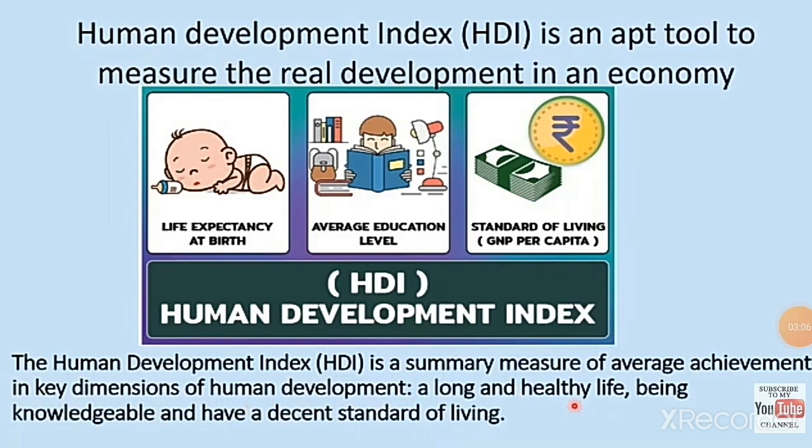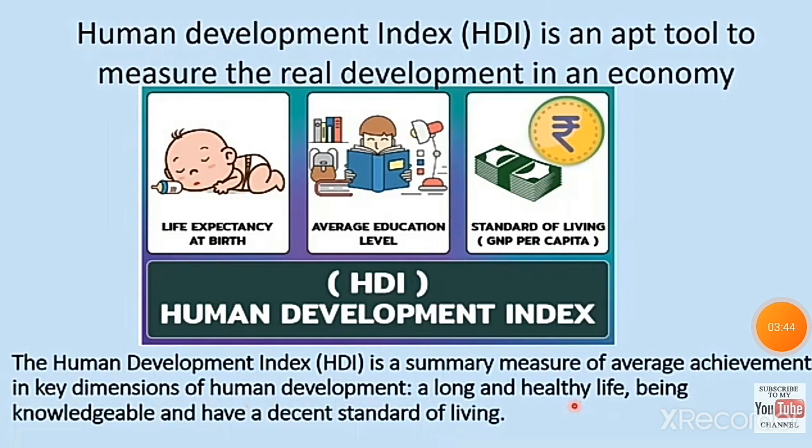Next, Human Development Index. It is an apt tool to measure the real development in an economy. I already told you economic development means fulfilling the basic needs of people. So, the Human Development Index is an apt tool to measure the real development in an economy. It is a summary measure of average achievement in key dimensions of human development, that is, a long and healthy life, being knowledgeable, and having a decent standard of living.